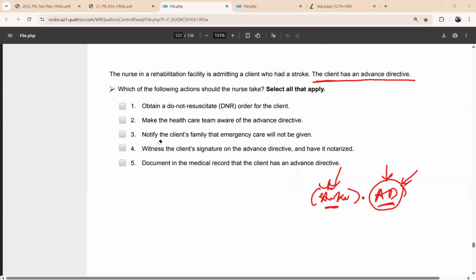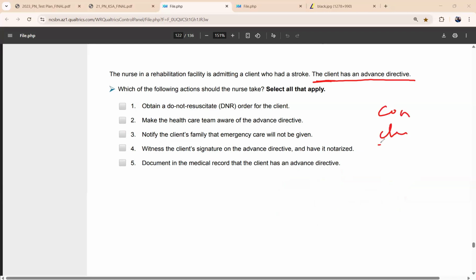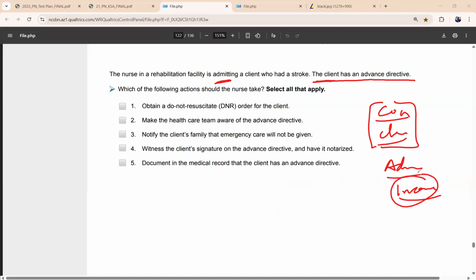You got that right? All right. So one thing I want to look for: communication and documentation is always during admission, right? Advocating is during in care. So during admission is what we are being tested on, not during in care. So NCLEX will not put an answer related to in care right here.